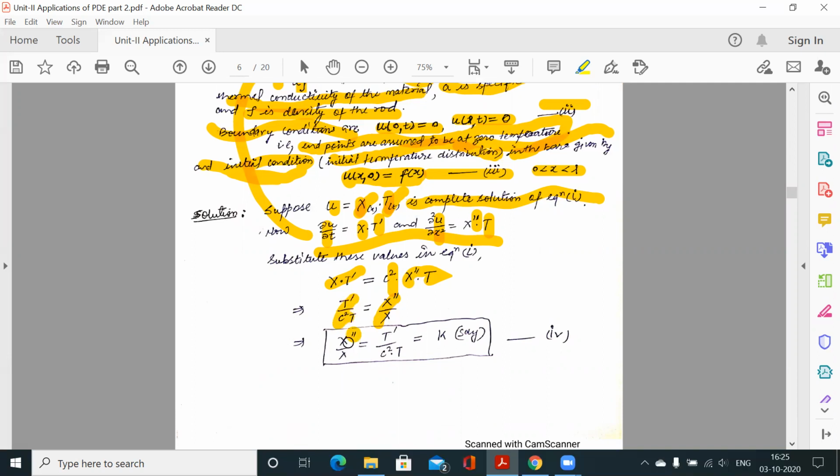So now x double dash over x is equal to t dash over c square t. The left hand side is a function of x alone, x the independent variable, and the right hand side is a function of small t, meaning t is the independent variable. So both are independent variables. We know they are equal only when they are equal to a constant. So suppose these two functions are equal to a constant, say k.